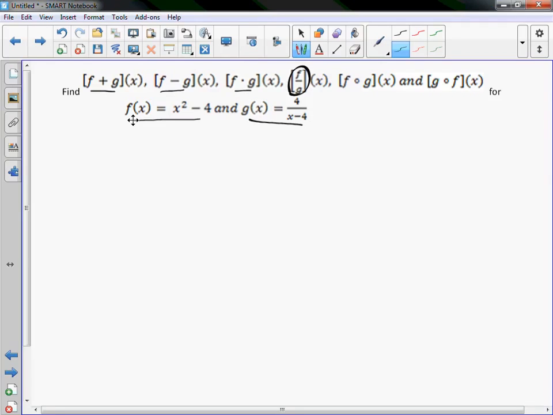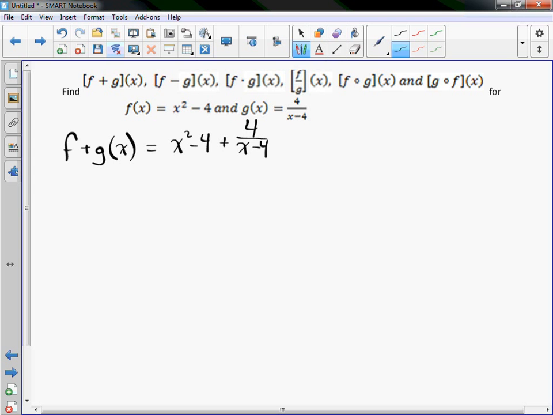Okay, so lots of things to find. Okay, let's start off finding the addition of the two. Well, the instructions say to add f to g, so we just take what f is equal to, and we're going to add that to what g is equal to. Okay, so f plus g of x, they put these brackets around. I'm going to save myself some time and not even put them on there. I'm going to say that and I do it anyway. Okay, x squared minus 4 plus 4 over x minus 4.